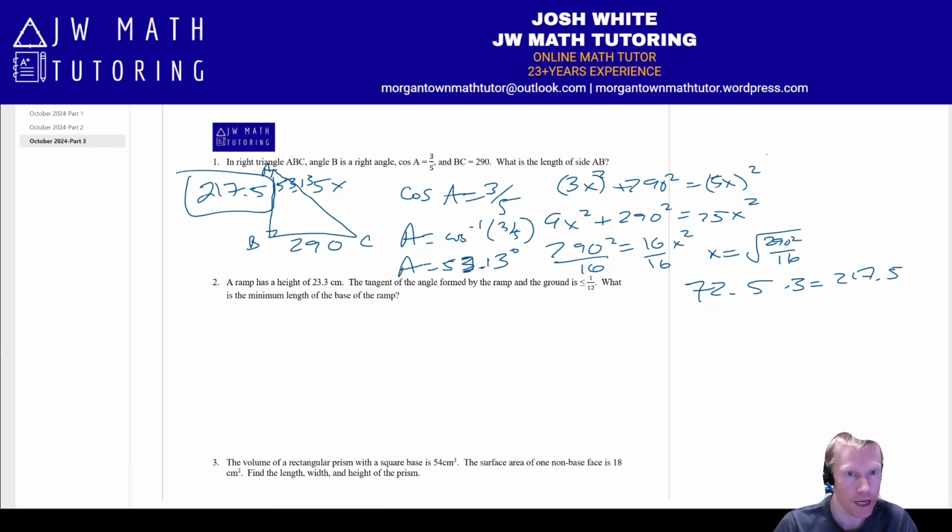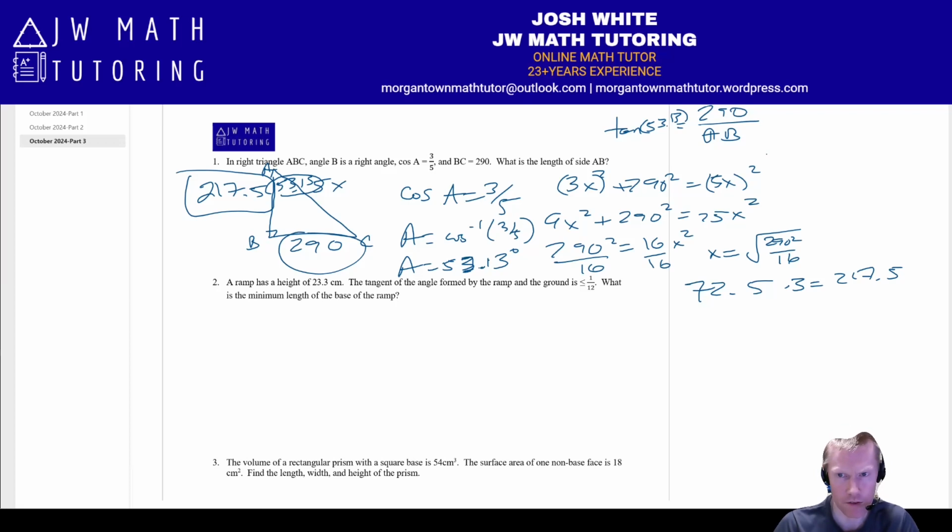Now, we know this angle measure, and we know the side opposite it, so we can just use the tangent ratio. We're just going to say tan of A, which is 53.13, is equal to 290 over, not 217.5, it's AB that we're trying to solve for. Opposite over adjacent. And for A, of course, you would fill in the 53.13, but again, I'm going to use the exact value from Desmos.